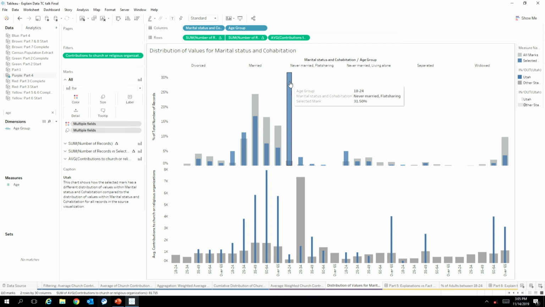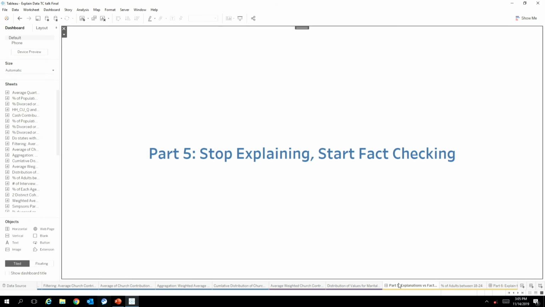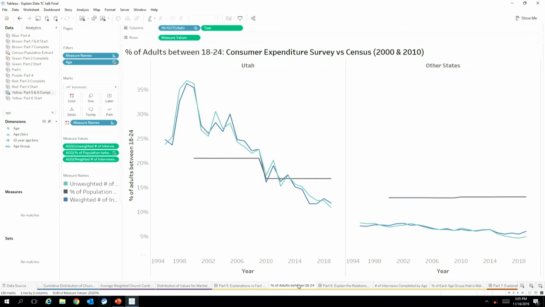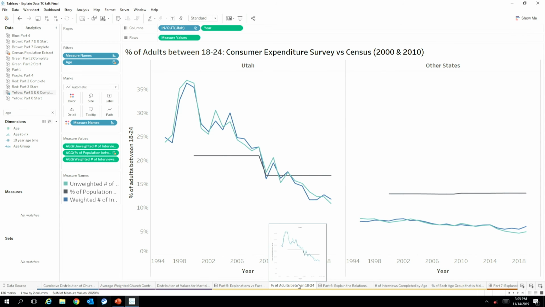And so at this point, we could continue to hit Explain Data and get explanations like people are unmarried because they're young, people are young because they're unmarried, and just go in circles over and over again. But at some point, you reach a point where you should just stop explaining and start fact-checking the data. Is it possible that that's such a large proportion of the population? And so I've compared this here to census data, which is the gold standard for population data.